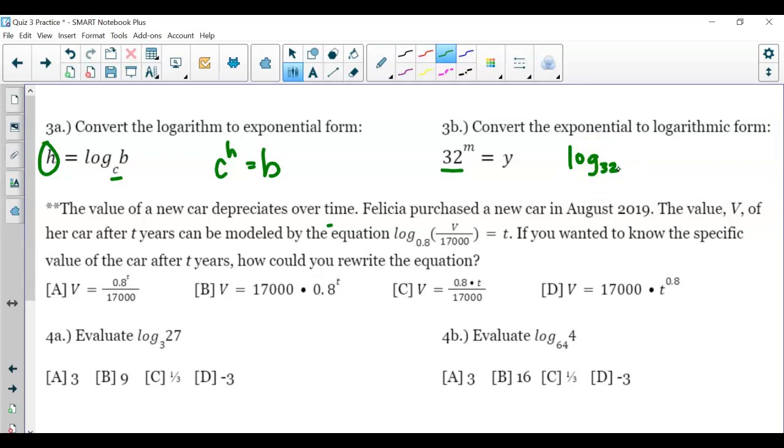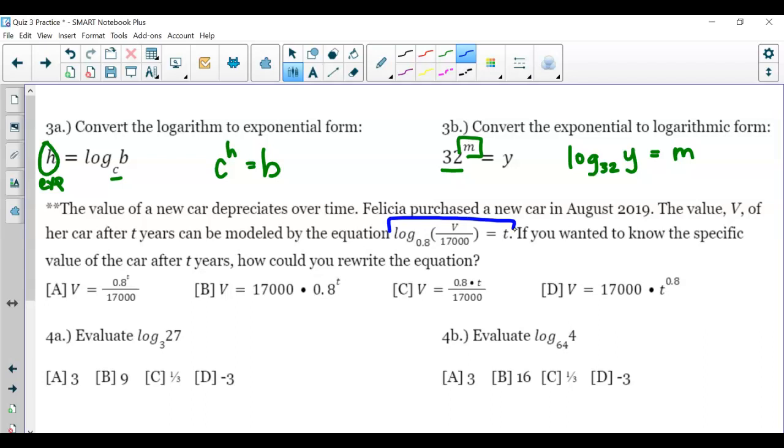Then here, remember, right? So we have our log base 32, and then remember the equation was always equal to the exponent. So this log here is equal to m. So log base 32 of y is equal to m. Then this next one here, you're given this situation where we're talking about the value of a car depreciating. So here, this log represents an equation related to this situation.